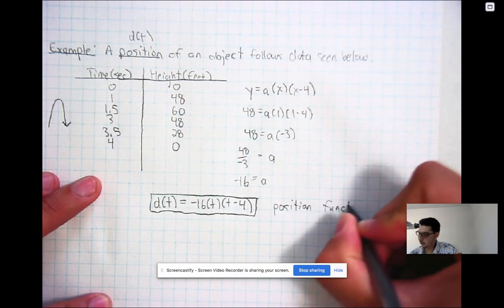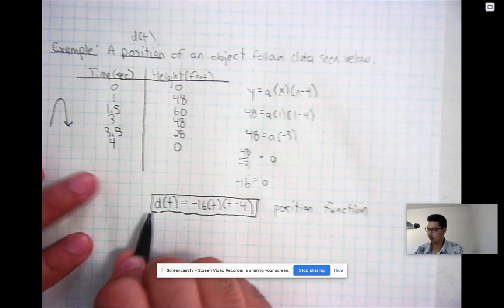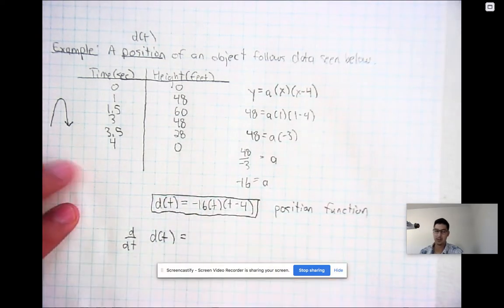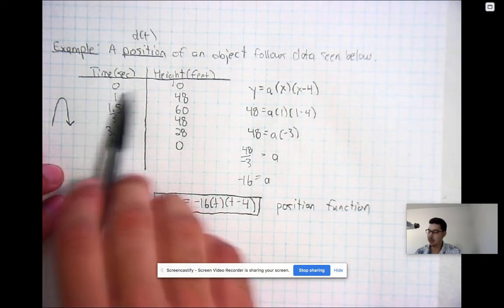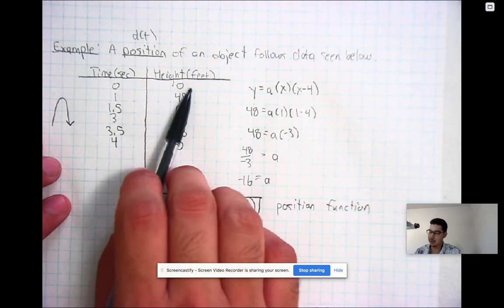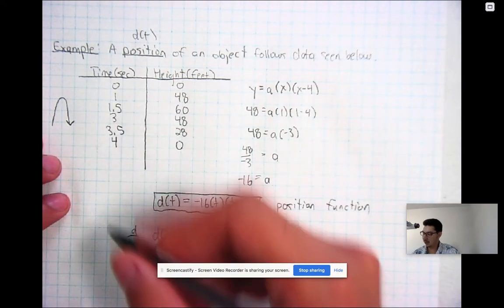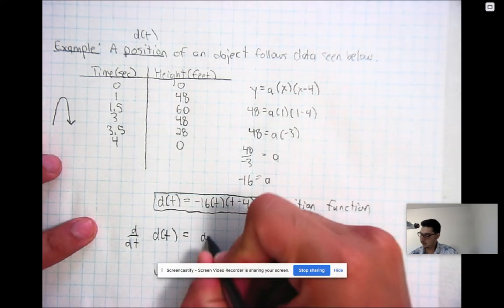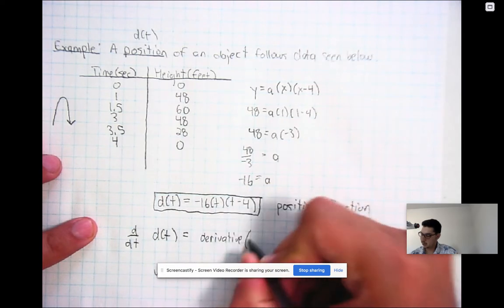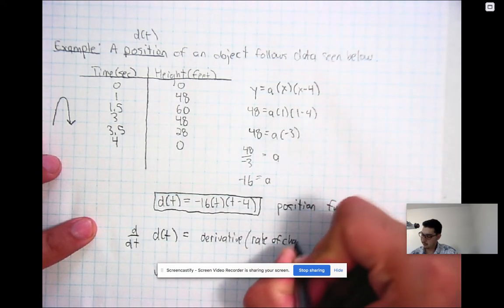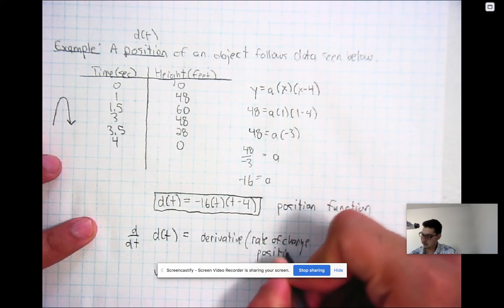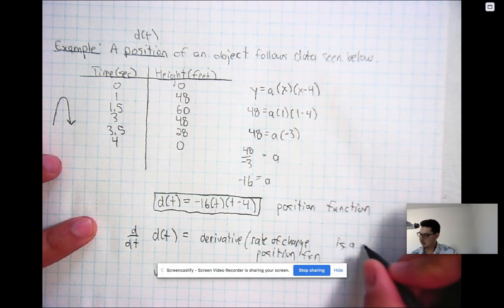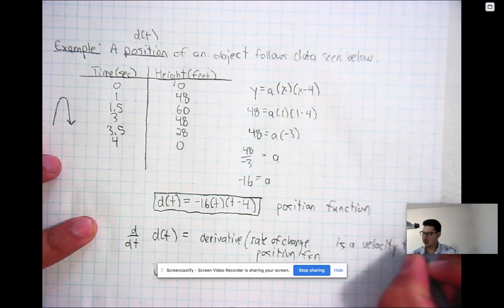Now, if we wanted to find the rate at which this is changing, so if we wanted to find the derivative of d of t, what would that give us? Well, the rate at which it's changing would be its rate in height. It's how it's changing in feet per second, which you can think about as the velocity function, right? So the derivative, the rate of change of a position function is a velocity function.